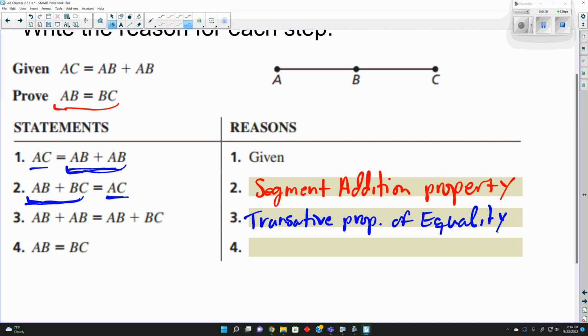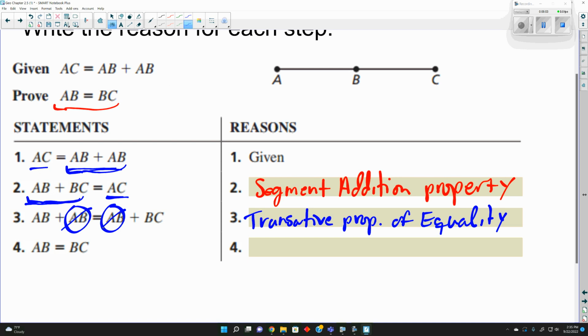And the reason we're doing it and setting it up this way, because we have AB plus AB is equal to AB plus BC, yes? Well, we have something in common on both sides, don't we? Because here we have 2 of them, but I do have at least 1 on either side, yes? Can we subtract it? Because these here are just lengths. So we can subtract AB's length from both sides, yes? Well, those will cancel, telling me that AB is equal to BC, yes?